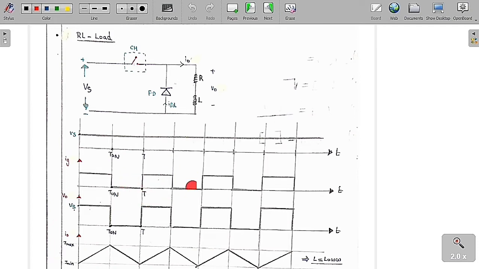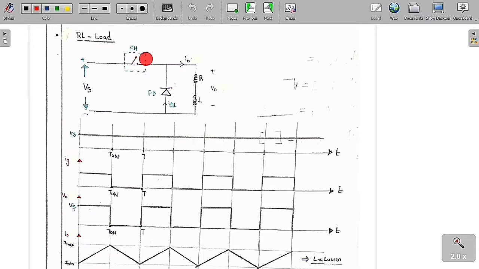Then I want to see the nature of the output voltage, output current, each and everything, and analyze this. Whenever the chopper is on, you can see clearly the output voltage is equal to the supply voltage. But whenever the chopper is off, it is open, so the output voltage is equal to 0.